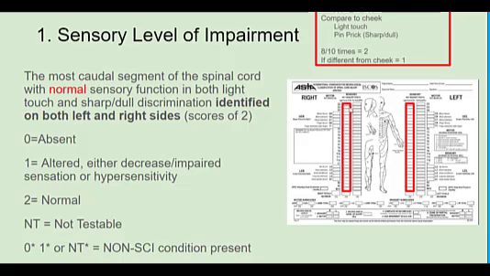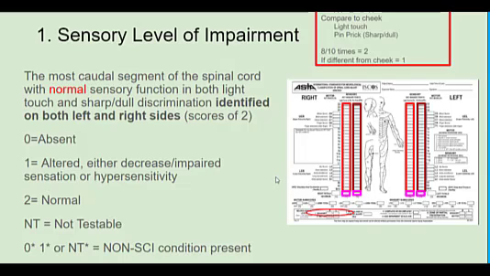And you're going to write those in your form right here for light touch, for the right side and the left side for each of those levels all the way down, and the pinprick the same thing for the right side and the left side all the way down. When you're finished with that, you're just going to add up the whole column and put the total down here at the bottom of each of those columns.